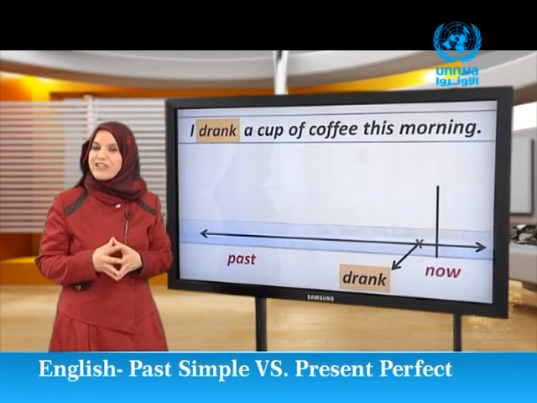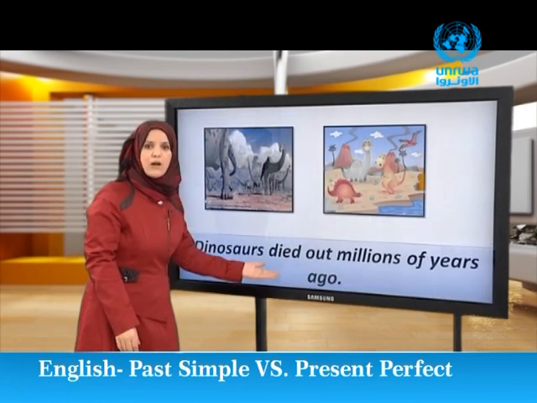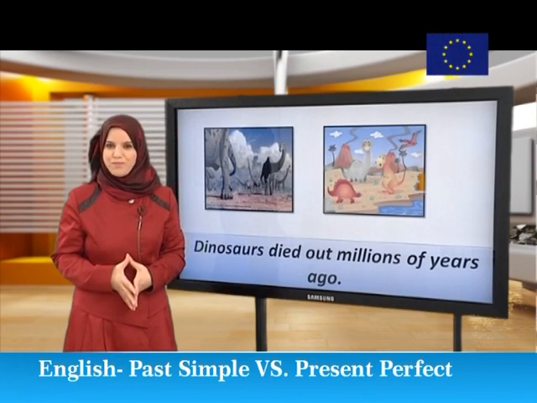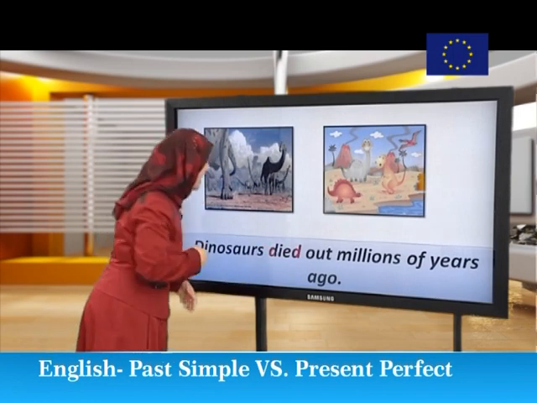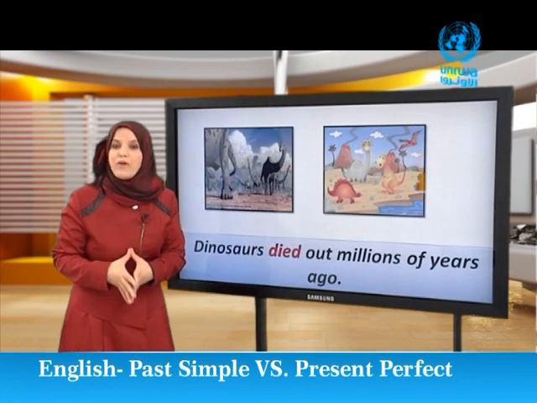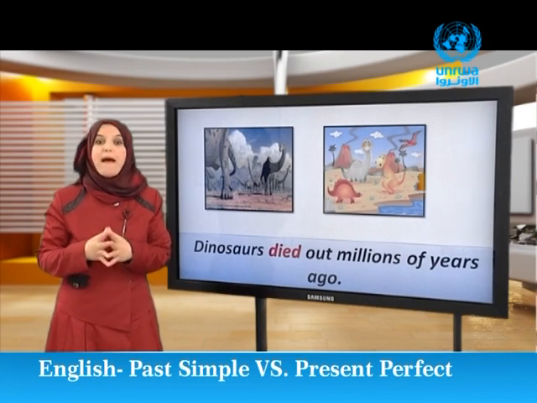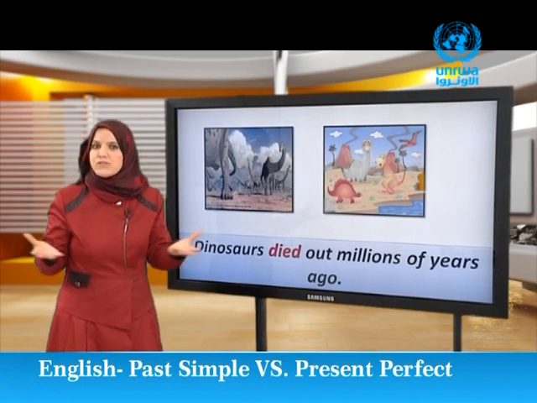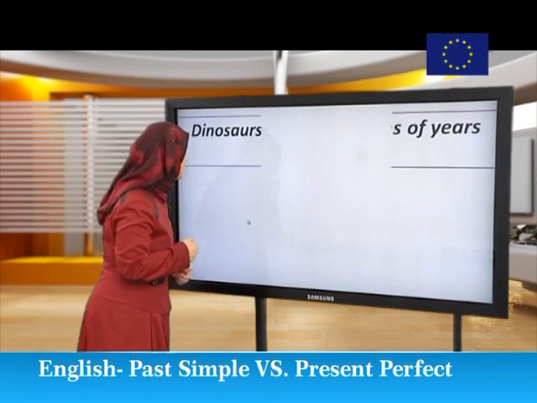Let's have another example. Look. Dinosaurs died out millions of years ago. Where's the verb? Great. The verb is died. This verb is also in the past simple tense. This action happened in the past. Are there any dinosaurs on the earth today? No. Let's explain it using the timeline.